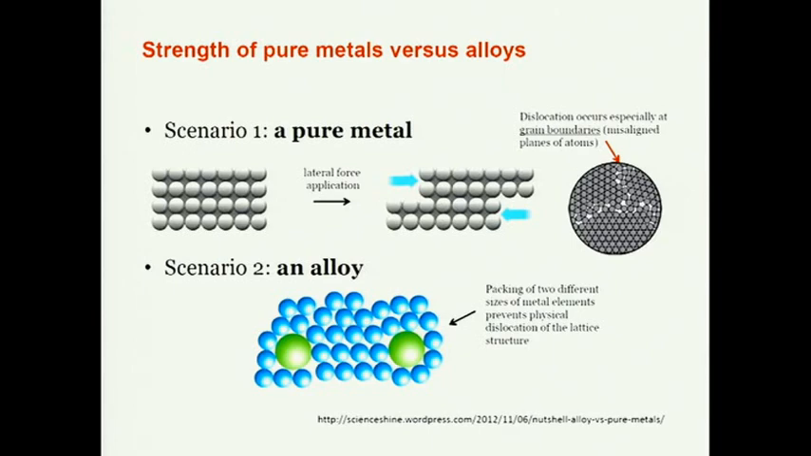If we look at the strength of pure metals versus alloys, which one to choose? You obviously see in your clinical practice that we generally prefer alloys, because in most cases they are stronger. When you look at pure metals and their atomic structures, there are dislocations within their grain boundaries. But when you have an alloy, this atomic structure is stabilized by the alloy material. So packing of two different sizes of metal elements generally prevents physical dislocation of the lattice structure. That's why alloys are generally more stable and more preferred.